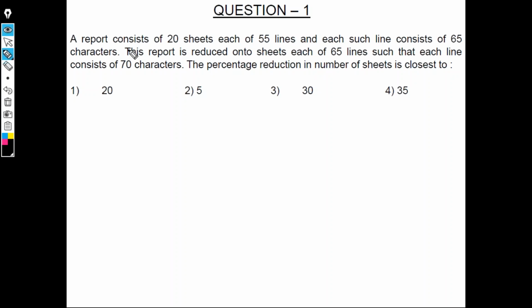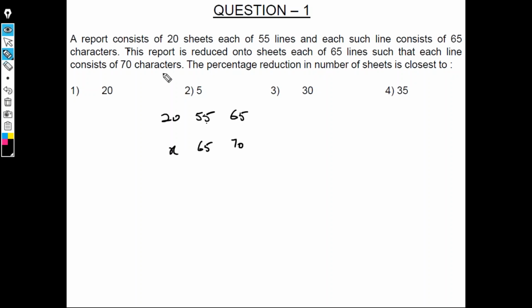Okay, let's do it. So here it says a report consists of 20 sheets, each of 55 lines, such that each line consists of 65 characters. Now this report is reduced onto sheets, each of 65 lines, such that each line consists of 70 characters. The percentage reduction in number of sheets is closest to. So basically I am required the number of sheets in this case.